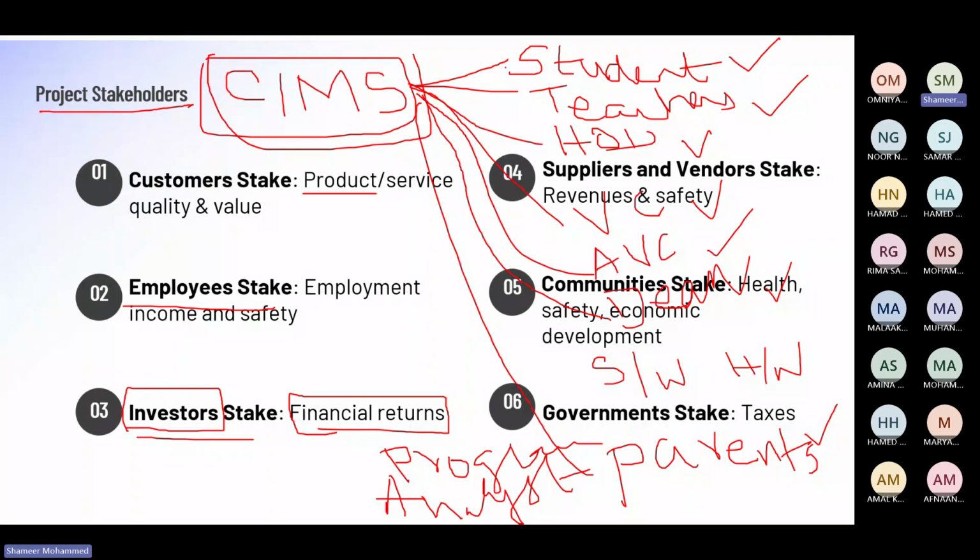Okay, so the supplier who will supply the hardware, who will supply the software, this is a stakeholder. Vendors, that is, manufacturers who manufacture the product. They are all taking part in this project. Other communities who are going to use this application, health, safety, economic, etc. and government. So everyone here is called a stakeholder. That is, the people who are participating in the project.